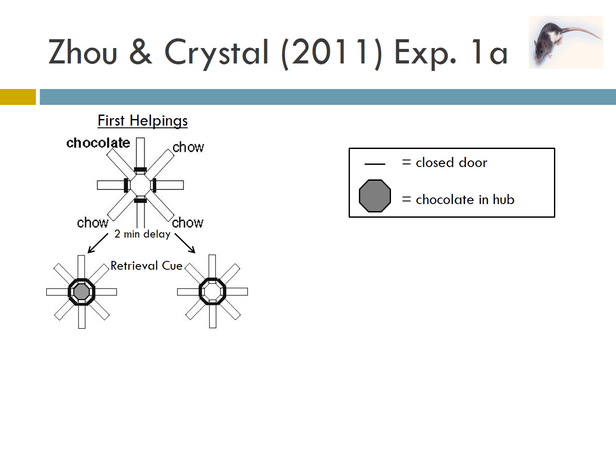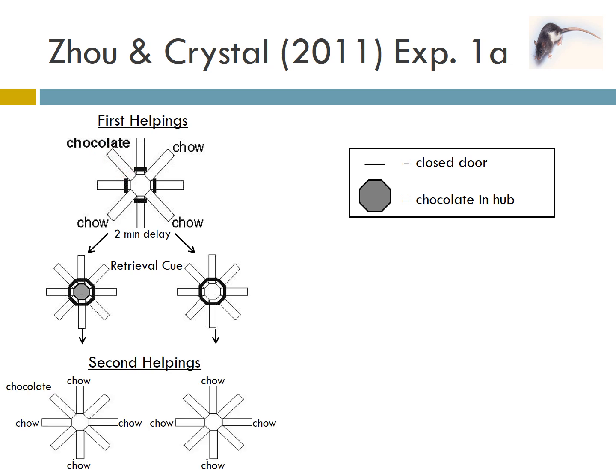And so what the rat should do is revisit the chocolate arm if they got this signal here, but not if they didn't get that same cue. So if they didn't get the chocolate in the central hub, then they really shouldn't bother visiting the chocolate arm again because it didn't replenish. So during second helpings, following the retrieval cue, this is what it would look like. So for the rat that got the signal that, hey, there's chocolate in the hub, that means that the chocolate arm is going to replenish. They could get chocolate down the chocolate arm. But for the rats that did not get that chocolate in the central hub, the chocolate arm did not replenish.